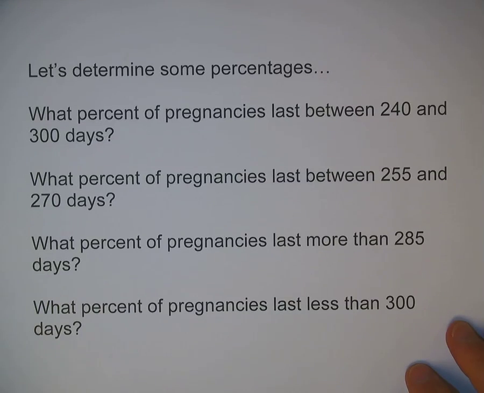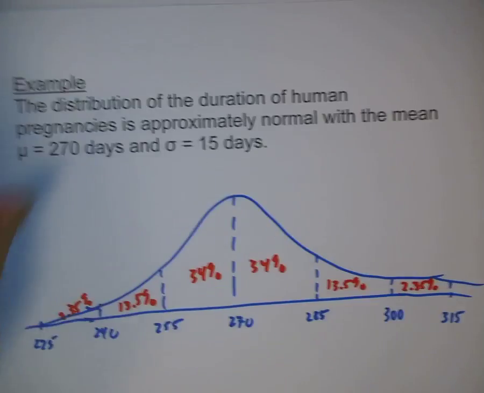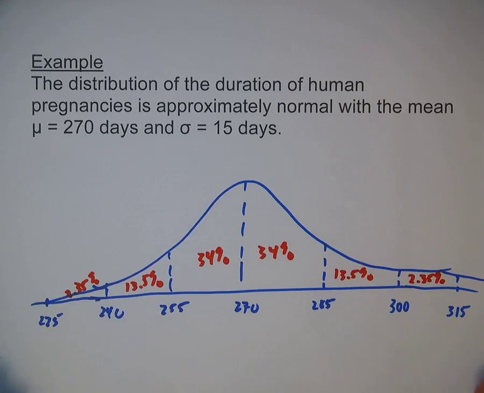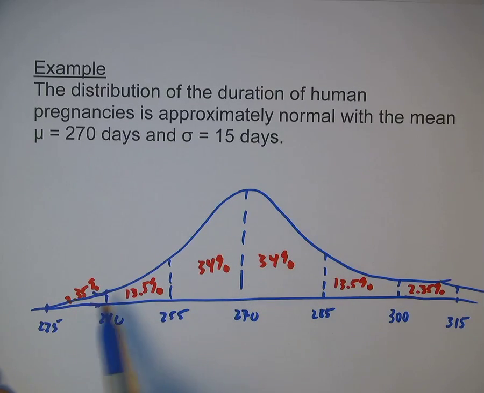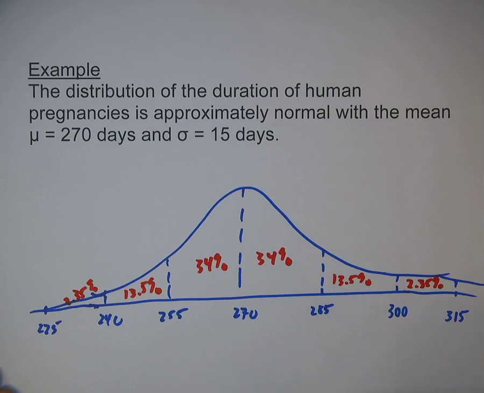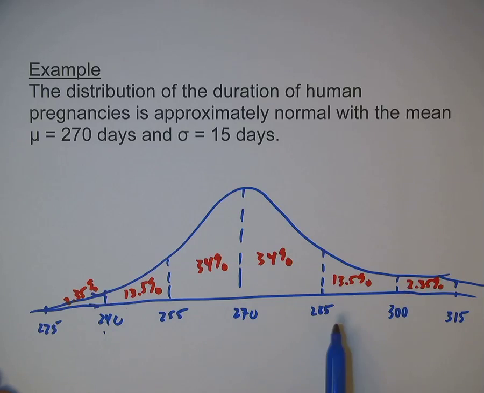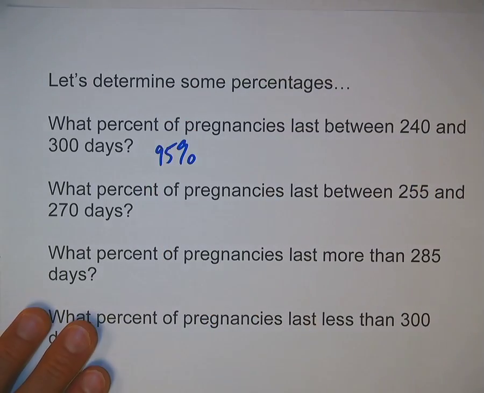So what percent of the pregnancies last between 240 and 300 days? Okay, so we'll go back to our picture. We want 240 and 300. So here to here. So we want all of these values. So really, we could add them up, but we also know that that's going to be 2 standard deviations below. That's 2 standard deviations above. So by our rule, we know that this has to be 95%.